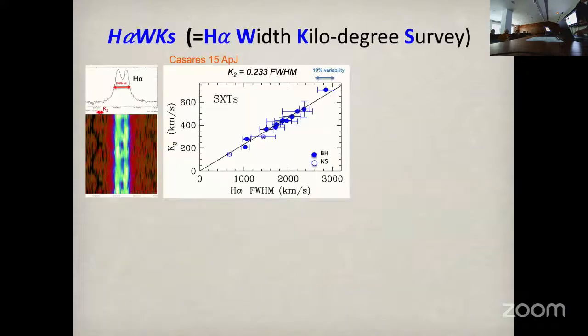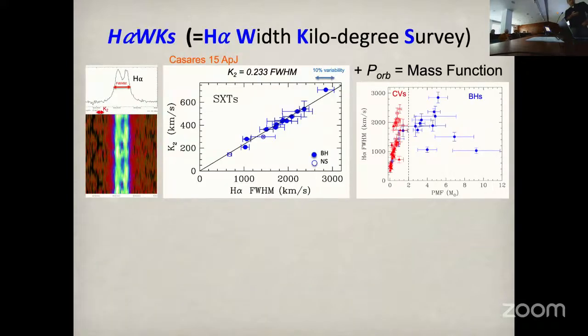Okay, so I was here. And then if one combines the width of the line with some orbital period information, for example, through light curve variability, then one can get mass functions, which is a lower limit to the mass of the compact star. And this is nice because only by resolving the width of the H-alpha line and this period information, then you can segregate black holes from other H-alpha emitting objects in the galaxy, like cataclysmic variables.